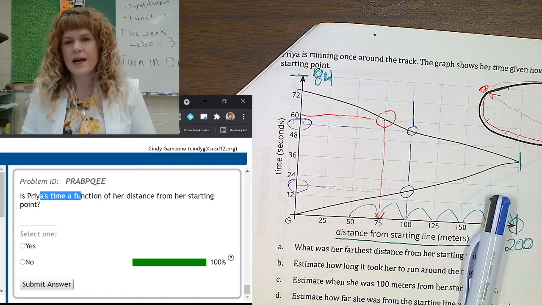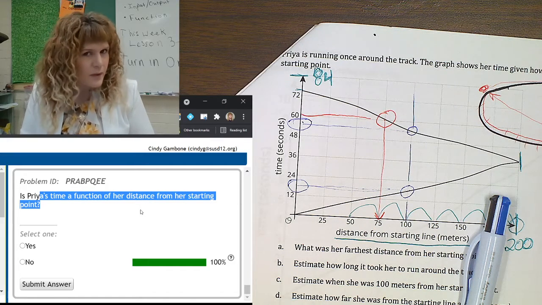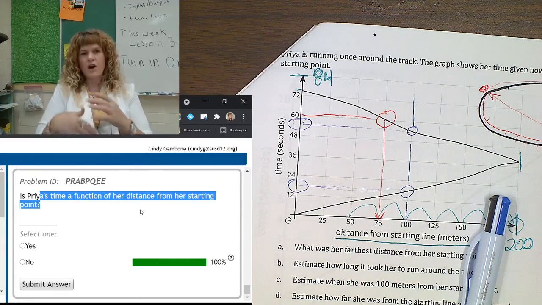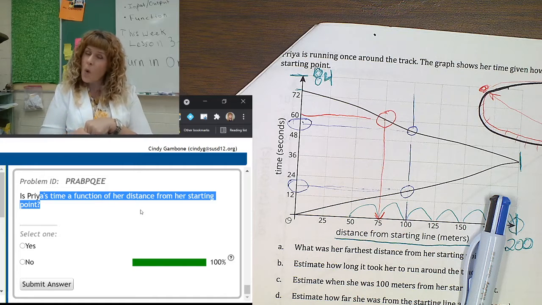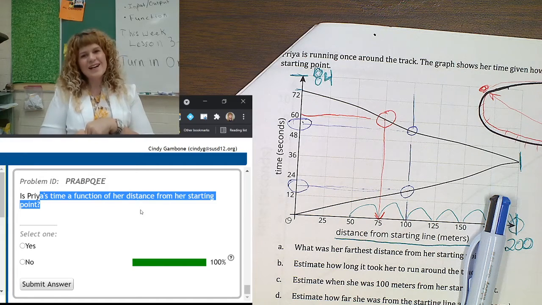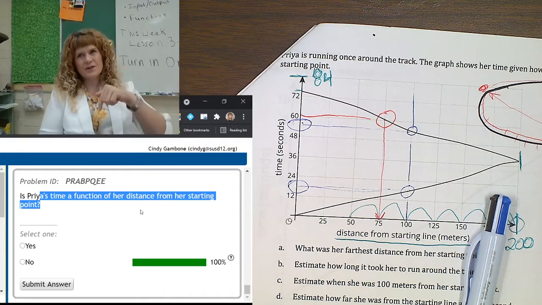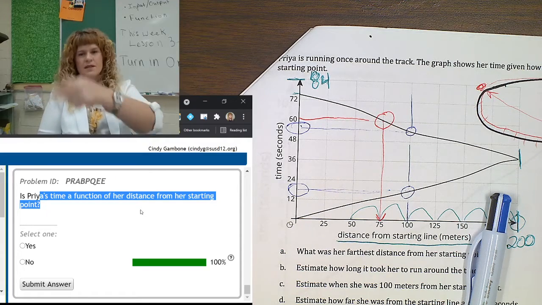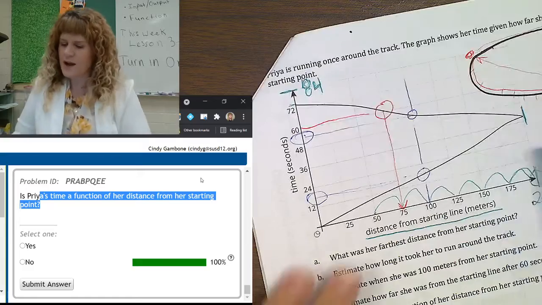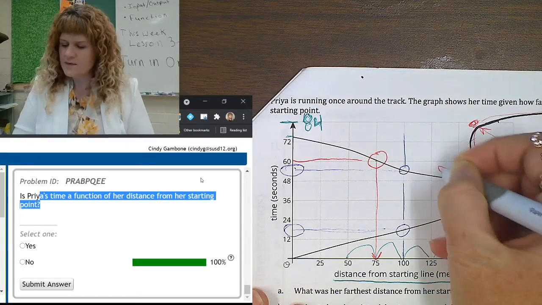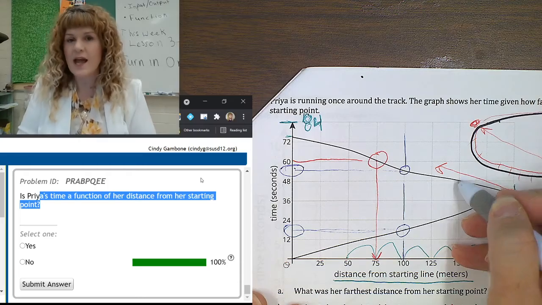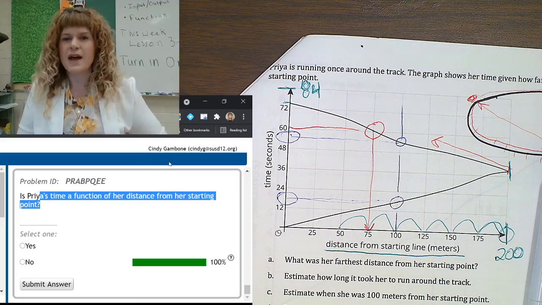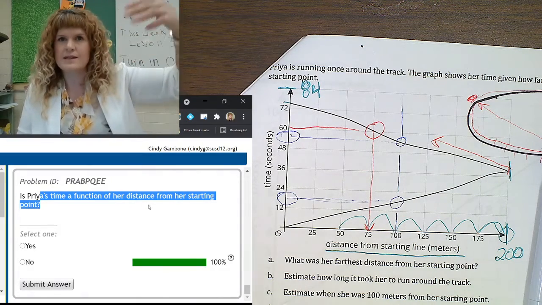Is Priya's time a function of her distance from the starting point? That means, does the amount of time it takes her to run depend on how far she is from the starting point? Well, no, because at first she's close to the starting point, and then the distance from the starting point is increasing as time is increasing. But after she goes around here, then the distance from the starting point is decreasing as time is increasing. So it doesn't depend on the time that she's been running. First it's increasing, then it's decreasing.